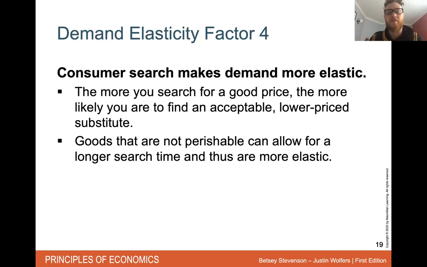Consumer search makes demand more elastic. The more you search for a good price, the more likely you are to find an acceptable lower price substitute. Goods that are not perishable can allow for a longer search time and thus are more elastic. Think of if you're willing to go to Hannaford's for toilet paper, and then you go to the pharmacy for toilet paper, and then you walk into another store for toilet paper. The more you search for toilet paper, the more your demand is elastic.